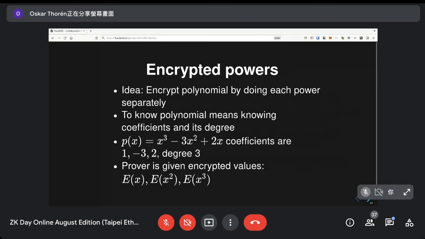All right, so we can't exponentiate encrypted values. So instead, what we do is we encrypt the polynomial by doing each power separately. If you think about it, to know a polynomial is really to know its coefficients and its degree. In this case, we have this polynomial. The coefficients are 1, minus 3, and 2, and it has degree 3. So what we do is we encrypt each of these terms: x to the power of 1, x to the power of 2, x cubed. And then the prover is given these encrypted values.